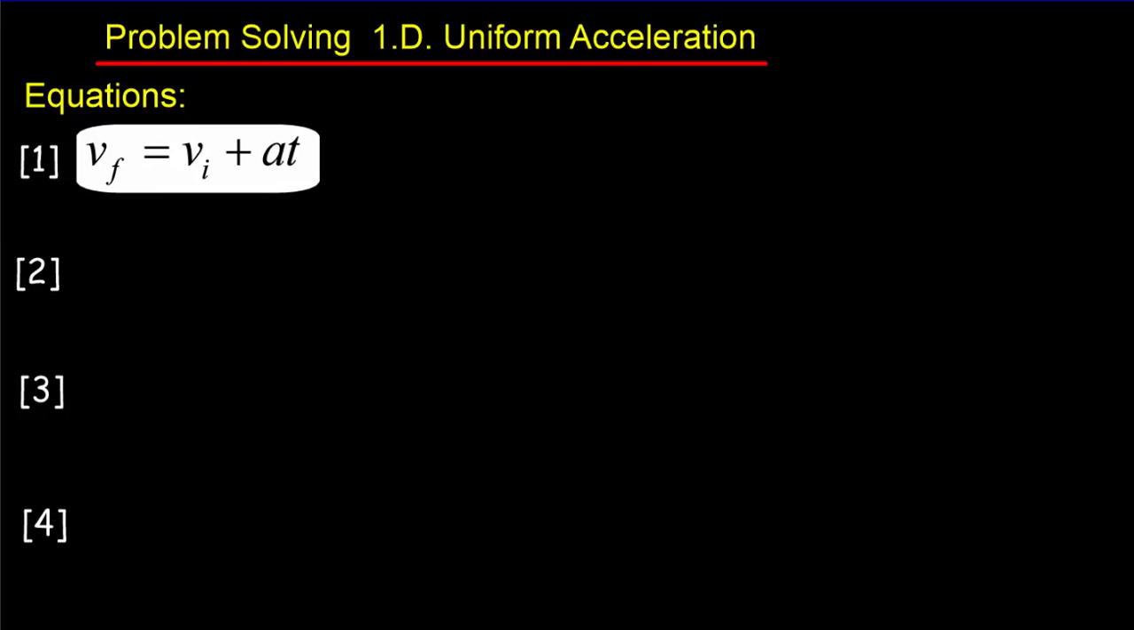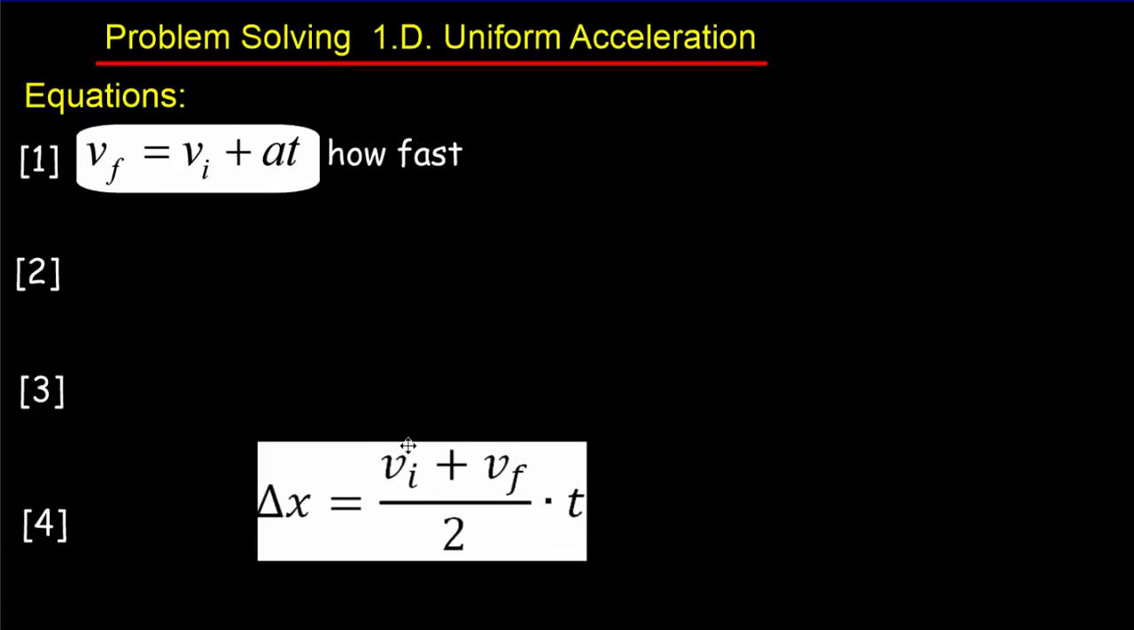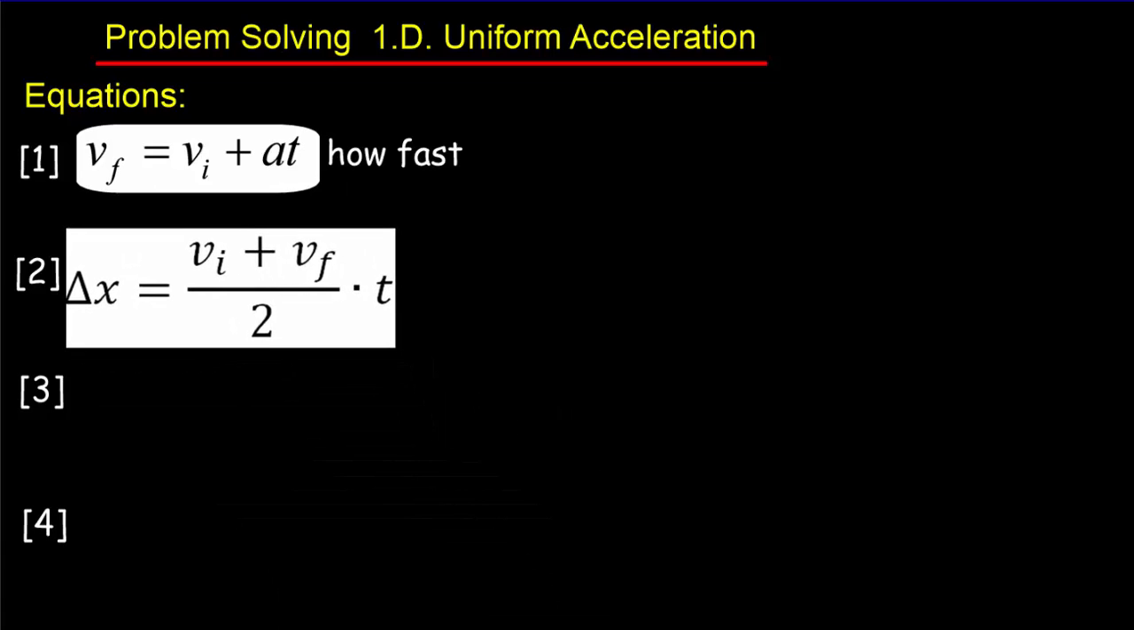And I like to give each of these equations a name. I like to call this the how fast equation because it's going to tell me the speed and velocity as a function of time. Now the second equation is that the displacement will equal the sum of the initial and final velocities divided by 2, which is really going to be the average velocity multiplied by time. And I like to call this the how far equation.